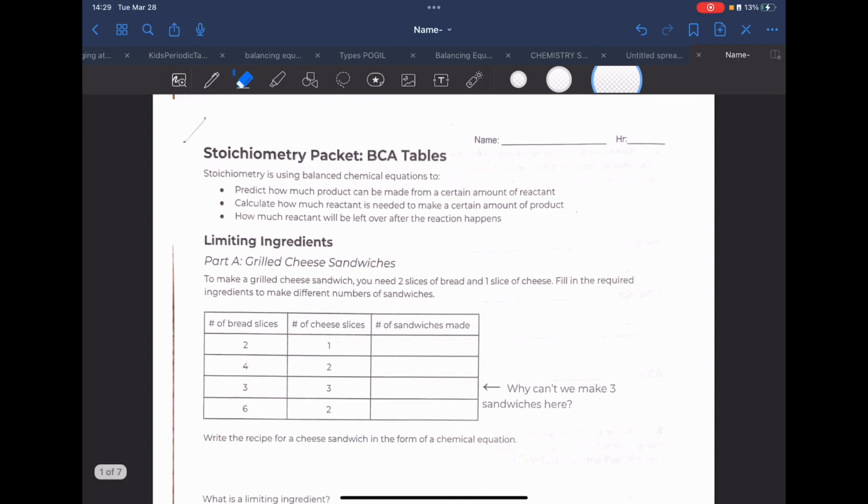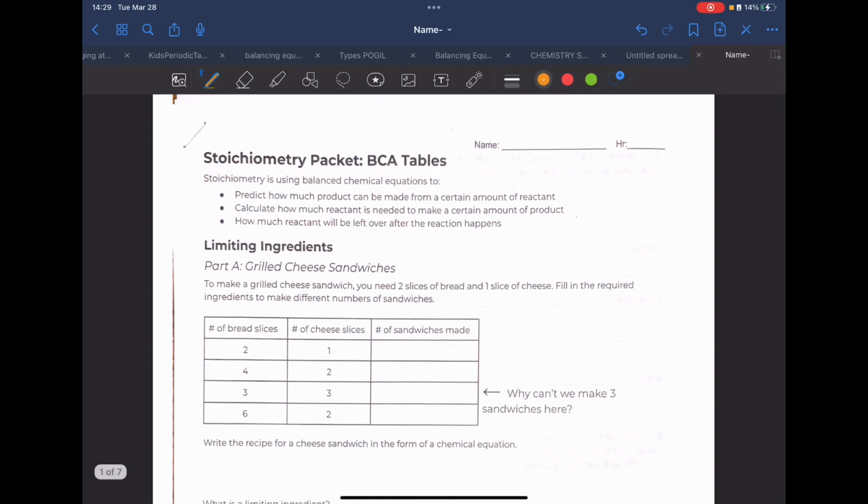Okay, so this is the introduction to stoichiometry. Stoichiometry is our next topic that we're going to be covering for the next 2 to 3 weeks. And stoichiometry is when we use balanced chemical equations to predict how much product can be made from a certain amount of reactant.